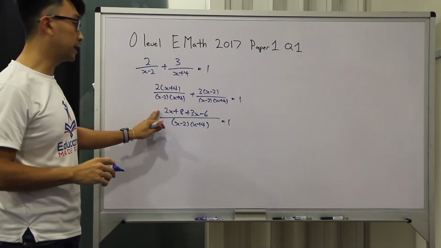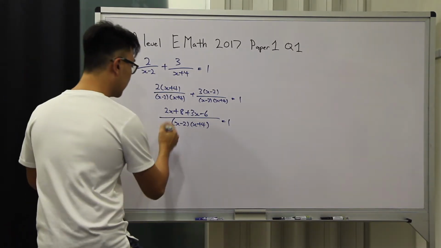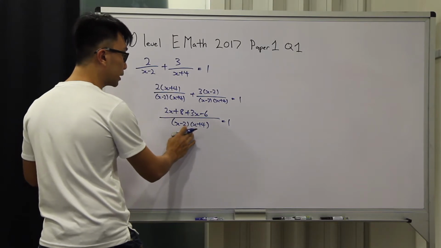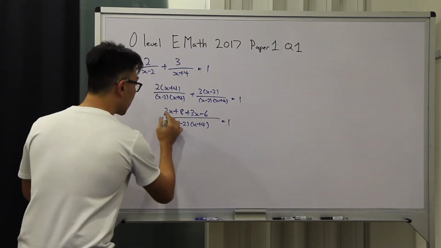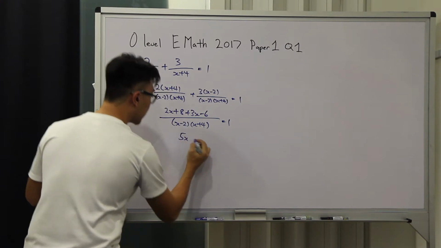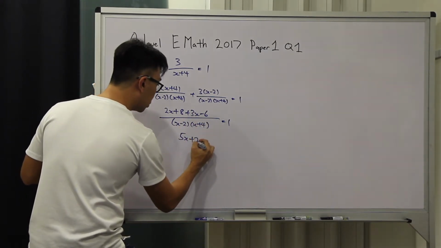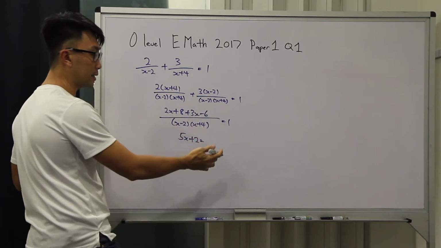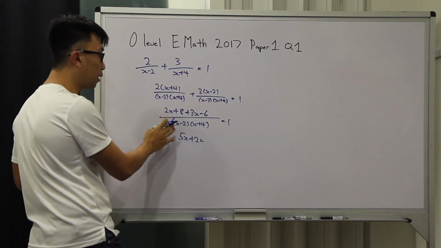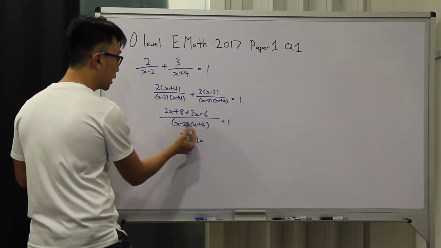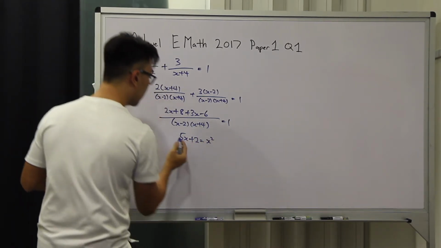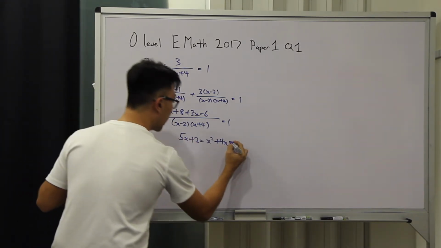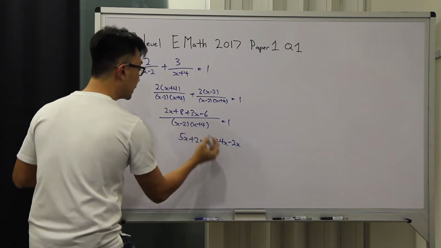Next, we can actually simplify the numerator first. And meanwhile, we can actually cross multiply and bring the denominator to the other side. So we can have a 5x plus 2 equals to, when we bring the denominator to the other side, it will be better if we can meanwhile expand as well. So we can have x squared plus 4x minus 2x minus 8.